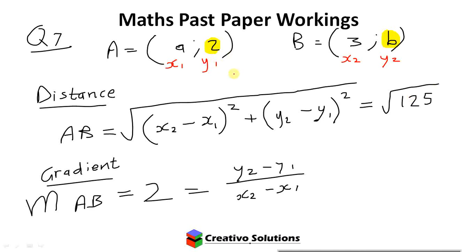Okay, so where do you see y1? I see y1 here, and I see y1 here. So there's a y1 and there's a y1. What is y1? 2. What is x1? Here's x1 and there's x1. What is x1? A. x2, same thing. x2, x2. Right, so all I'm doing is I'm just going to substitute in, right?